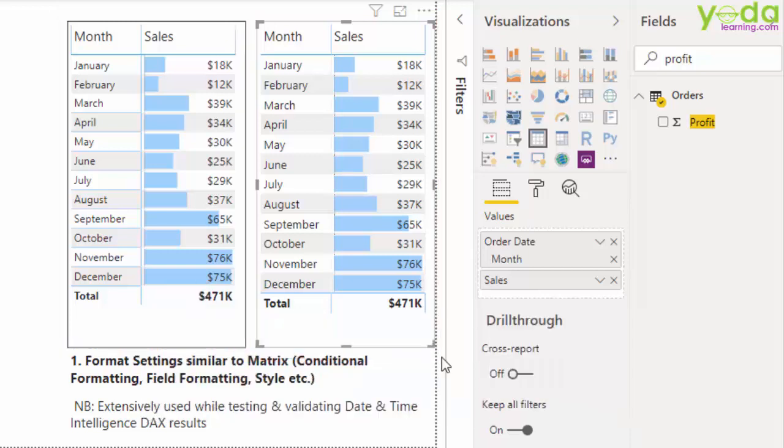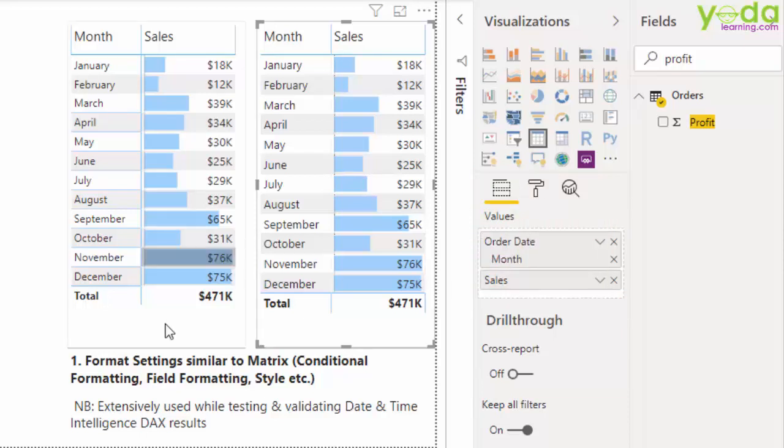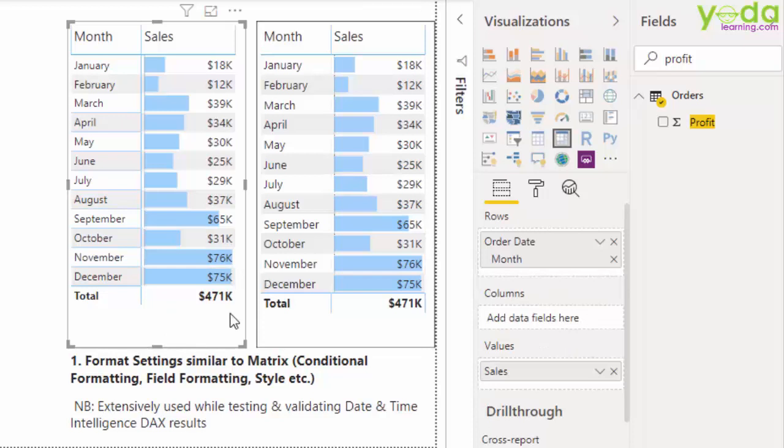So where lies the difference? The difference lies in the fields area. When you're working with tables, all you have is just one area called values. However, when you choose a matrix, you notice you have rows, you have columns, and then you have values.